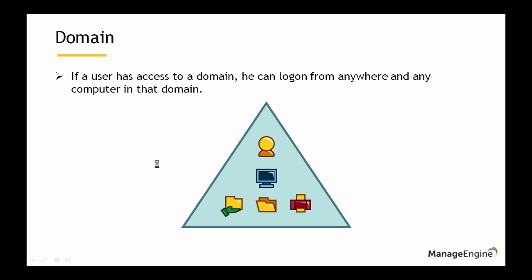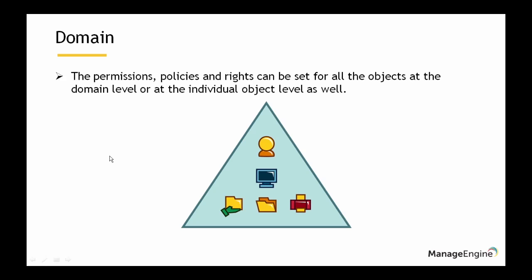So for instance, if a user has access to a domain, the user can log on from any computer in that domain. If you have 50,000 computers in your office, you can log into your Active Directory infrastructure from any of those computers, because the domain controller will be taking care of the authentication and the authorization part. The permissions, policies, and rights can all be set for objects at the domain level or even at the individual object level.